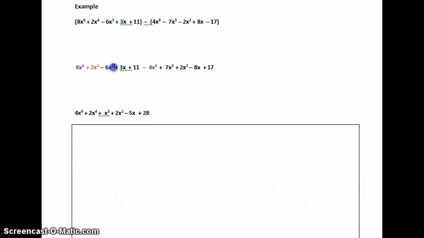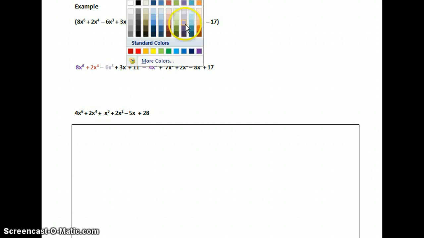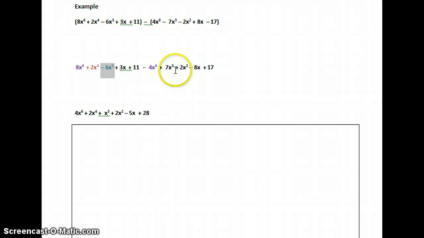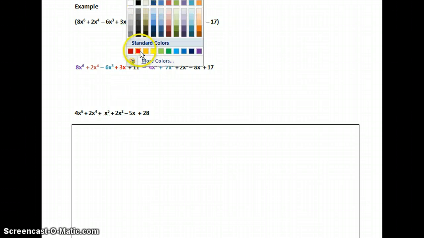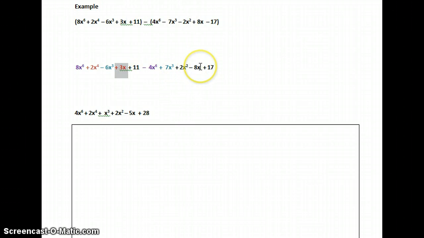My x to the thirds, I have minus 6x to the third and plus 7x to the third. So that comes out to be 1x to the third. If you want to put a 1 in front, that's okay. Single x, I've got plus 3x and I've got plus 8x. So that's 3 minus 8 giving me negative 5x.